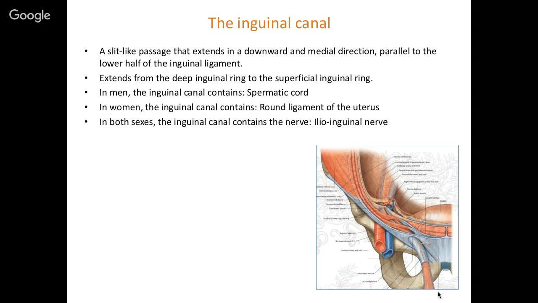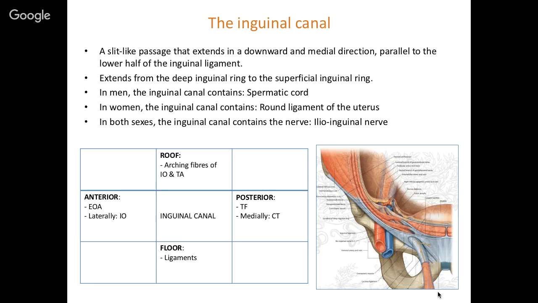Okay. Inguinal canal, bit of anatomy. So it's a slit-like passage, so going this way, and it moves from the deep inguinal ring to the superficial inguinal ring. In women, the contents aren't really significant, but in males, the contents are very significant: the spermatic cord.